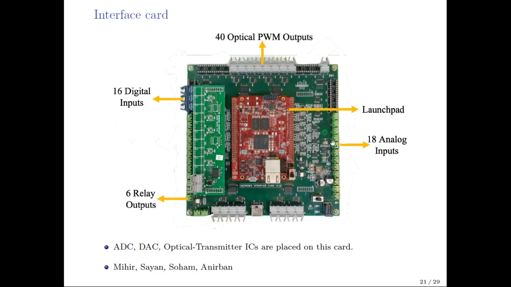This bottom green platform, what you are seeing, is basically the interface card. Interface card is the connection between the launchpad and the actual converter. So the interface card houses mostly ADCs, DACs, signal conditioning circuitry, and several optical transmitter and receiver ICs. So basically, this is a very strong control platform overall, which has 40 optical PWM outputs and around 18 ADC inputs. So this platform can be used to control any complex power converter circuitry.